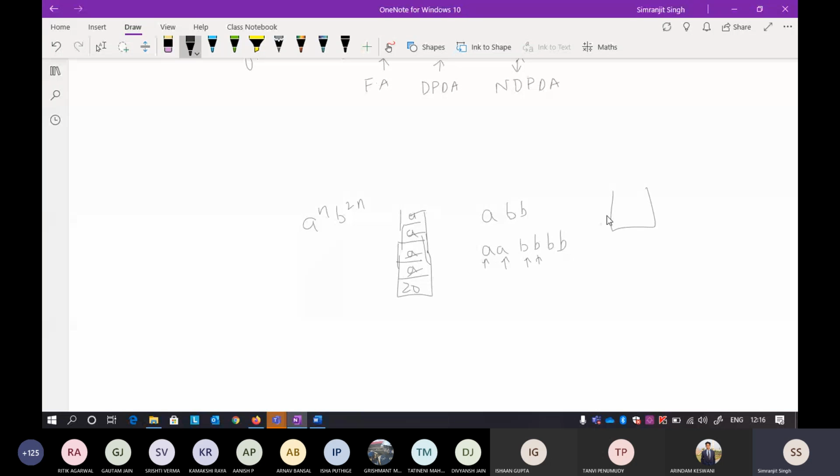Another case can be Z naught. When you see a, you push it. When you see a b, you push it. And when you see two b's, you can pop one a, but that will become a little bit complicated. But another solution can be, when you see two b's, you can pop one a. Don't worry about it, we will do more questions in the tutorial.